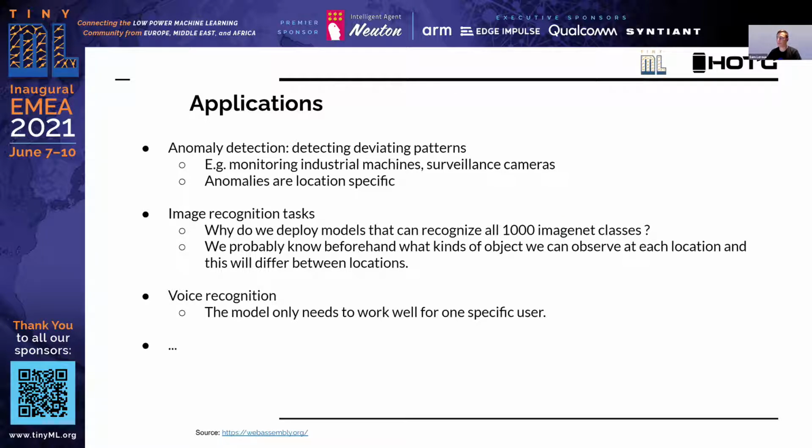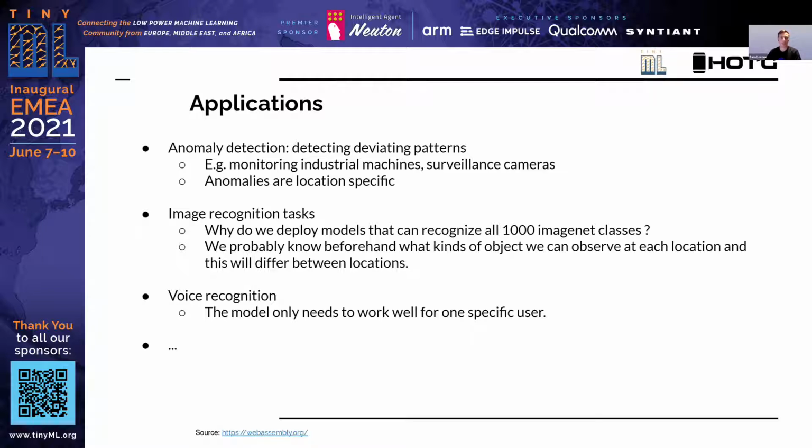I've listed a few on this slide. Anomaly detection, for example, if we want to use machine learning for predictive maintenance or to detect anomalies in industrial machines. We have a lot of different machines that are all slightly different or have slightly different operating conditions. So instead of having one big model that can detect faults in all of these machines, maybe it's a better idea to have very small models that are specialized for each individual machine.